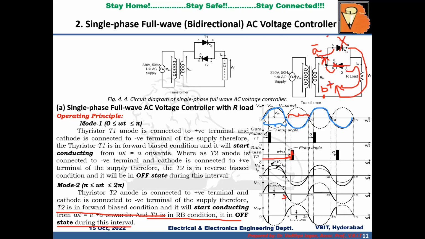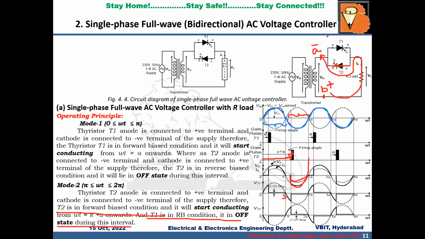So in which direction will it carry? It will carry the current from higher potential to lower potential, which is from B plus through the load resistor to the T2 anode and cathode to A minus. So from pi plus alpha onwards, the output voltage will follow the input voltage. And due to the resistive load, the output current will be in phase with the output voltage.